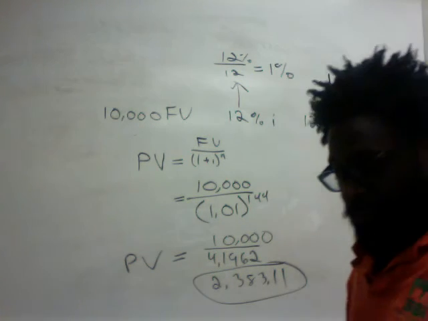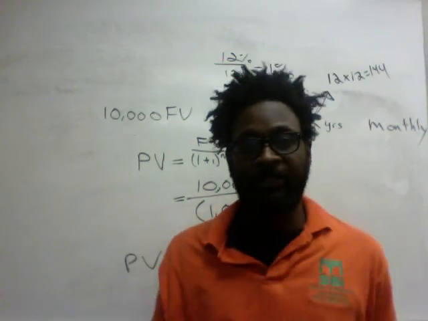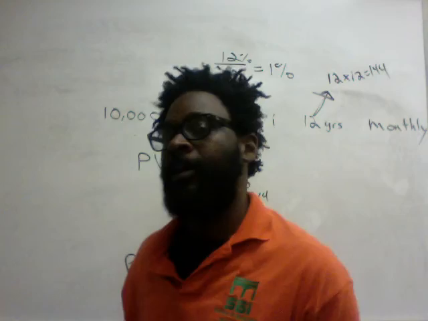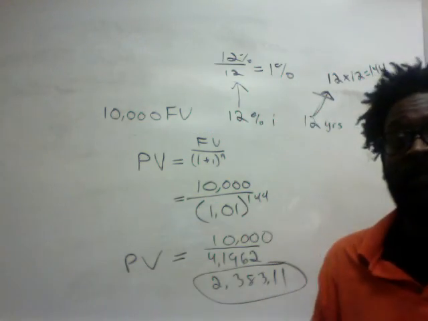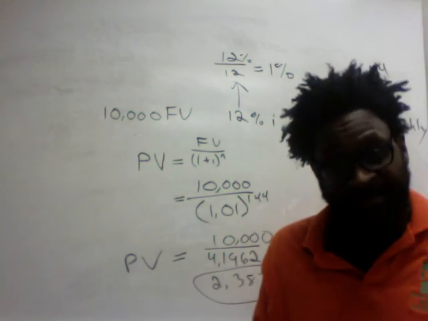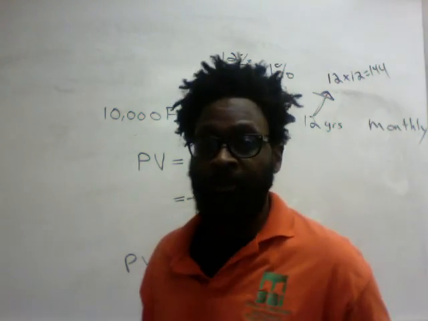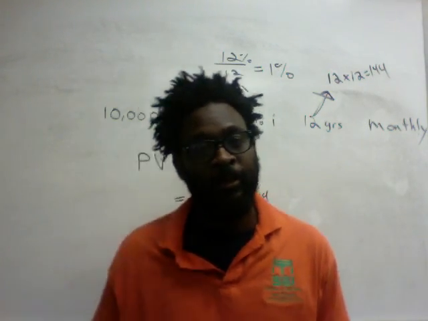And so now you should understand how to calculate both the present value and the future value when interest is being compounded or discounted more frequently than once a year. And this is where we're going with this chapter. You need to work some problems with that, and good luck.